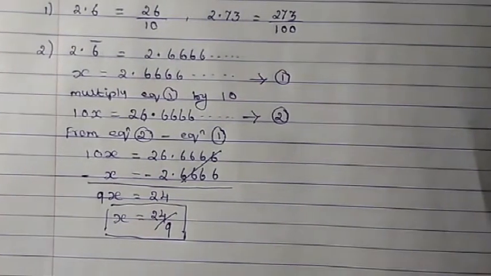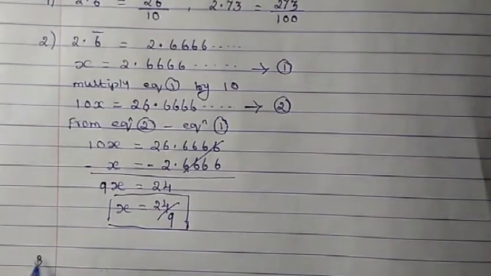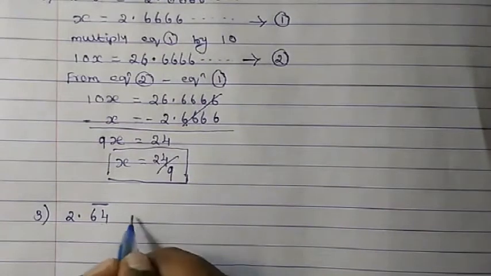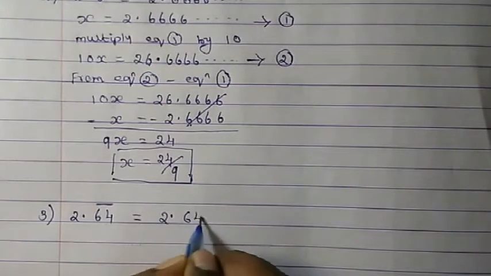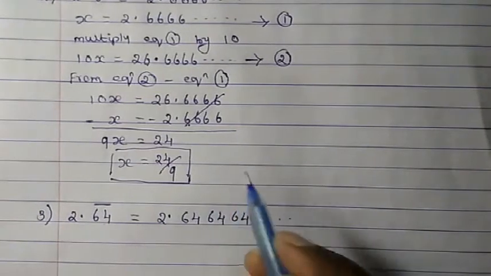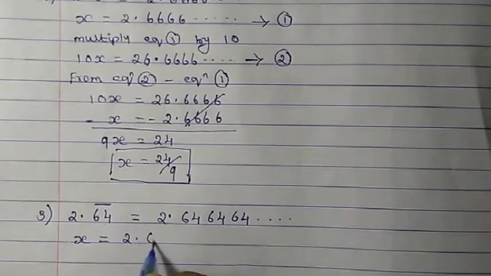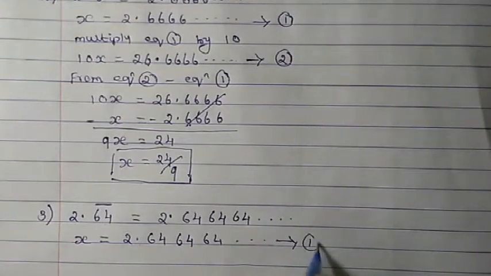In the same way, let's see the third one, that is 2.64 bar. How can we do this? What is the meaning of this? 64 is being repeated. The same method we have to follow. So consider this as x: x equal to 2.646464 and so on, and keep this as equation 1.